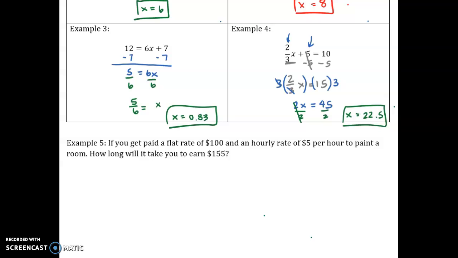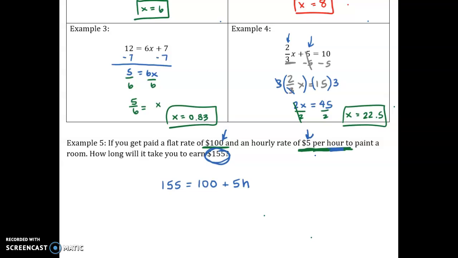Let's examine a word problem. If you get paid a flat rate of $100 and an hourly rate of $5 per hour to paint a room, how long will it take you to earn $155? So you want to earn $155, and your pay is comprised of these two pieces. You get paid a flat rate of $100. That means just to walk in the door, you get $100. No actual work required. The rest of your pay is determined by the number of hours you work. You get $5 for every hour that you work.